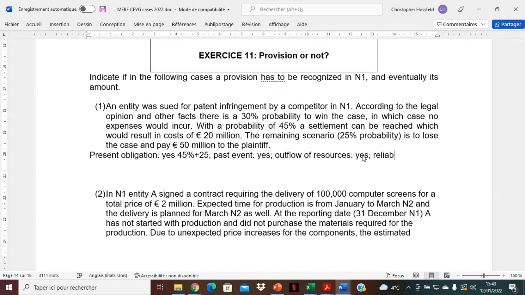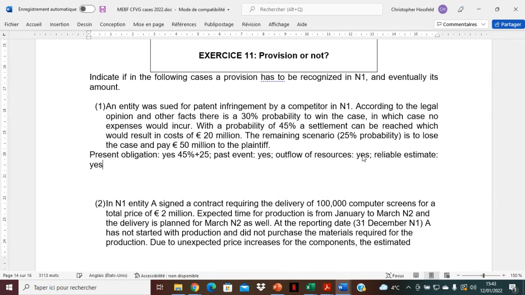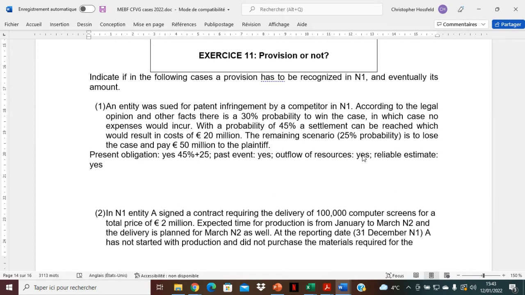Okay, and can I give a reliable estimate? Well, apparently yes, because I indicated already some indications. Okay, so that means I need to account for a provision. So provision expense in the income statement and provision on the liability side. Question is, what is the amount of my provision? What do you think here? What should be the amount of my provision?